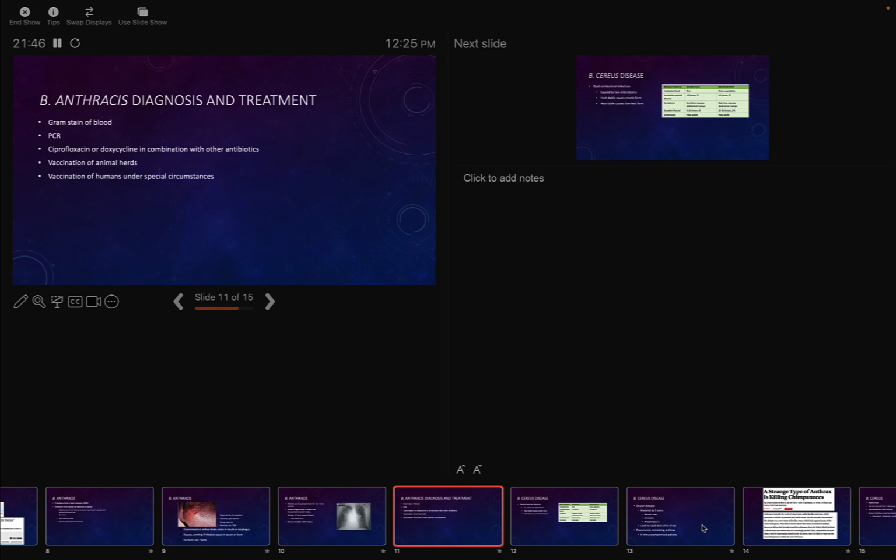Yeah, because it forms the spores, it gets dried out. You don't have to do anything special with it. You don't have to keep moisture in there. You don't have to protect it. It can go through the mail. It can get too hot. It can get too cold. It can get irradiated. No problem.